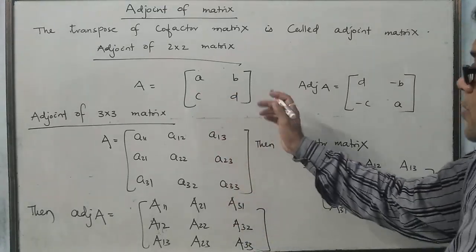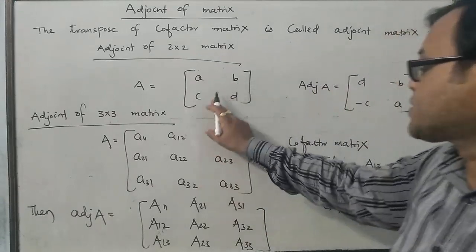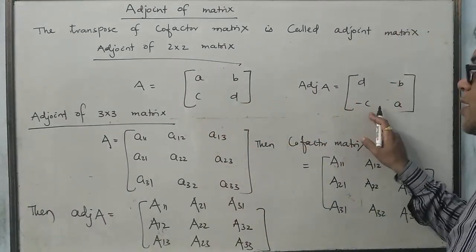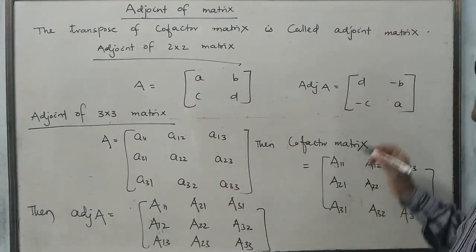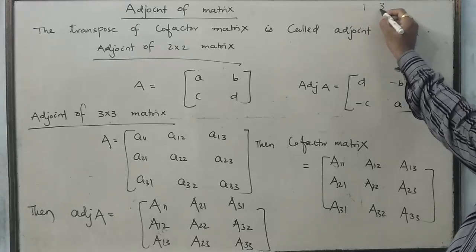Here the position has been swapped. And here the sign will change. B and C is the sign change. It is minus B, minus C. For example, 1, 3, 5, 4.